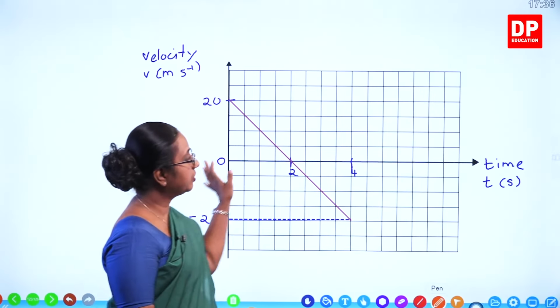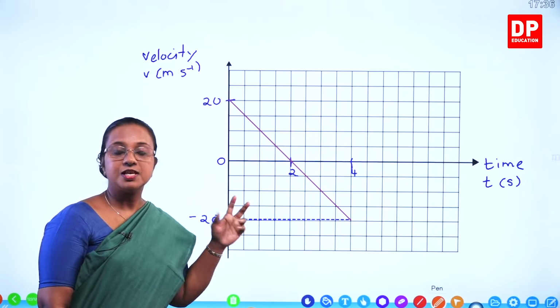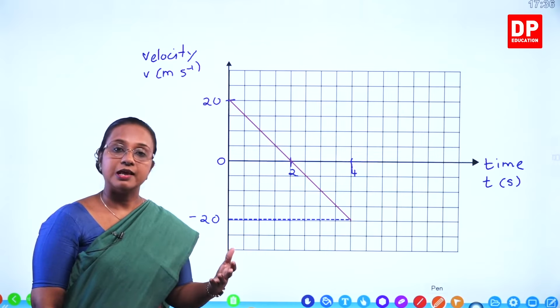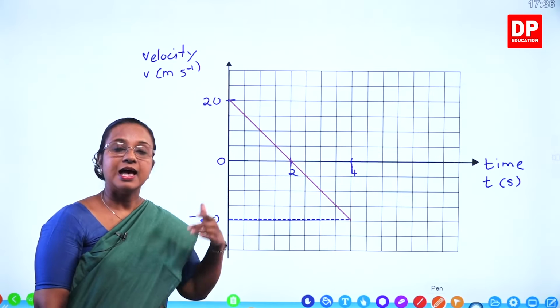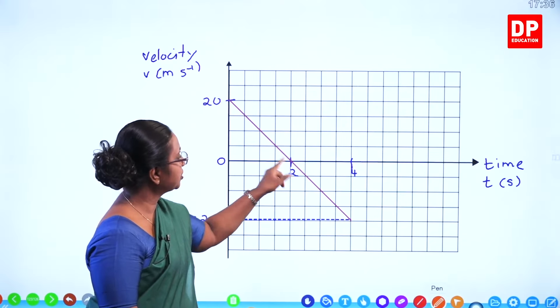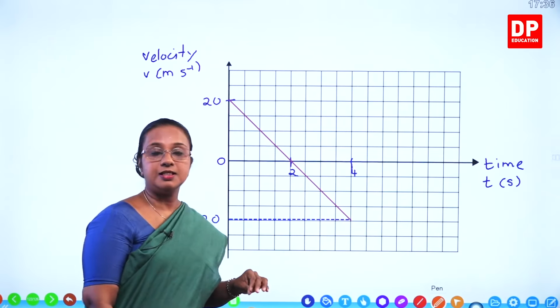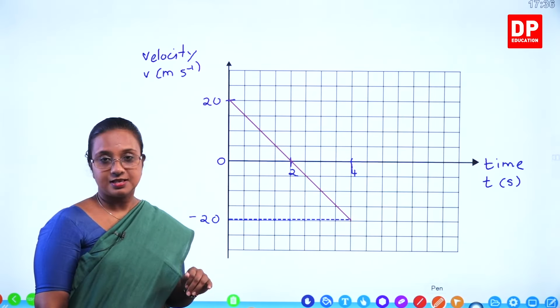So this is how you are supposed to plot a graph when it involves a motion in 2 directions as well as acceleration and deceleration. So here velocity decreasing, deceleration, velocity increasing in the opposite direction, acceleration.